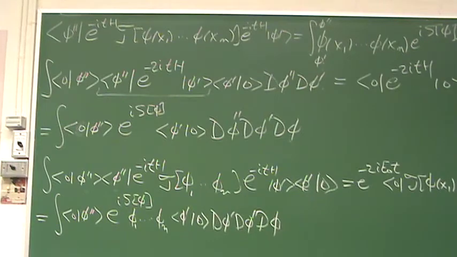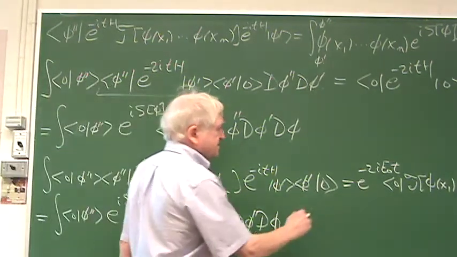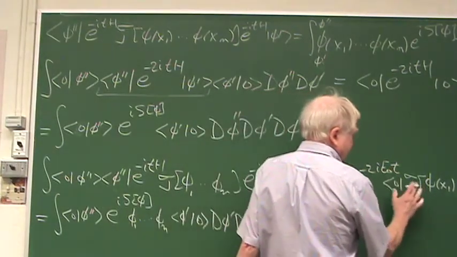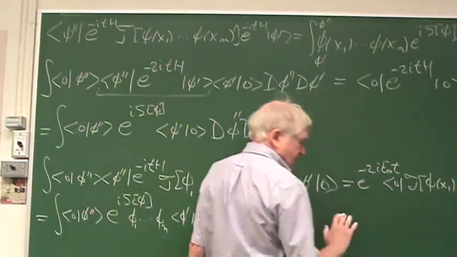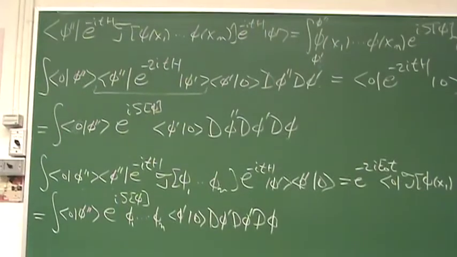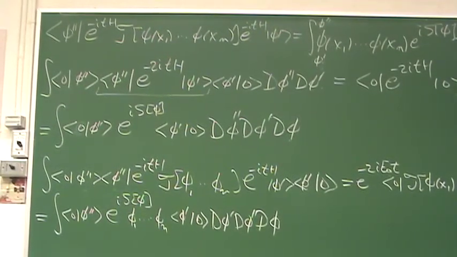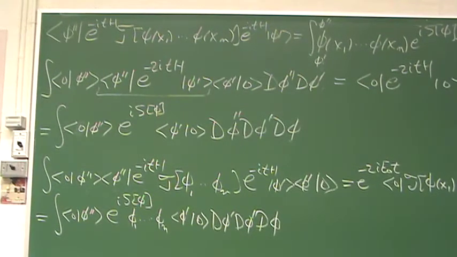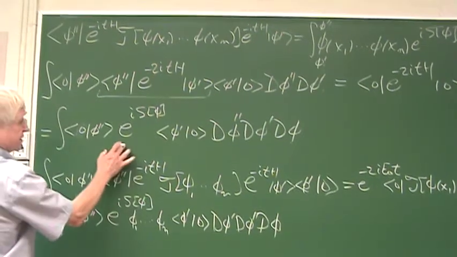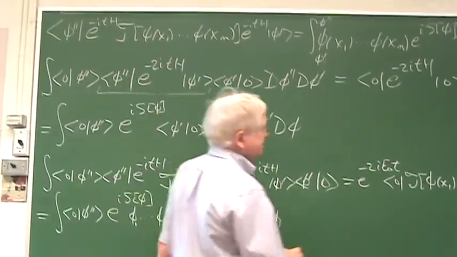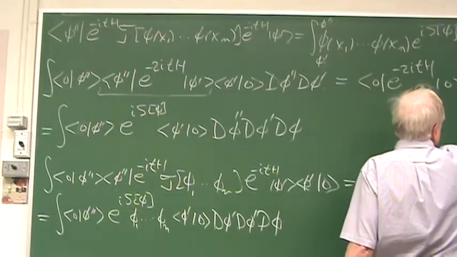So we have two expressions. This integral here gives e to the minus 2i E0 t times the mean value in the ground state of the theory of a time-ordered product of field operators. On the other hand, an integral without the fields gives us simply e to the minus 2i E0 t.